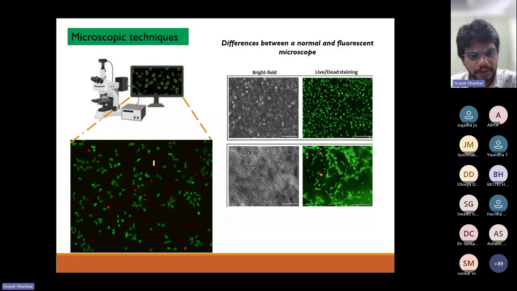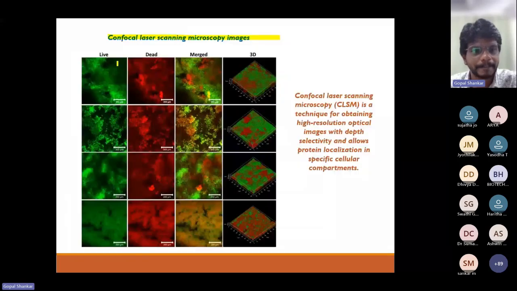And most of the time you have to use a confocal microscope or a fluorescent microscope, because if you use a bright field microscope, you don't get any details or information about the cell morphology. So you have to use a confocal or a fluorescent microscope. And this is basically the confocal laser microscopy. The advantage is that you can separate the cells based upon their health conditions, whether they are live or dead, and you can also merge them, and you can also produce 3D stacked layers.